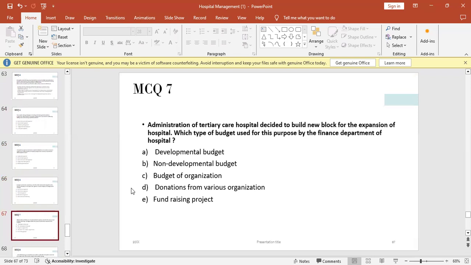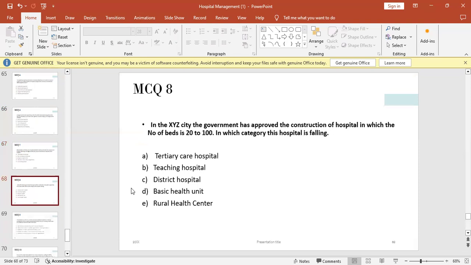Seventh MCQ is, the administration of a tertiary care hospital decided to build a new block for the expansion of the hospital. Which type of budget will be used for this purpose by the finance department of the hospital: developmental budget, non-development budget, budget of organization, donation for various organization, or fundraising project? A. Yes, it's developmental budget.